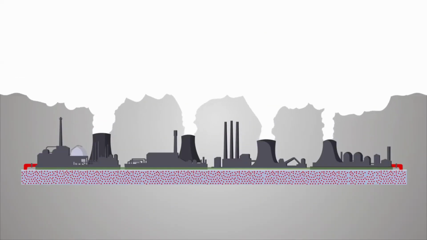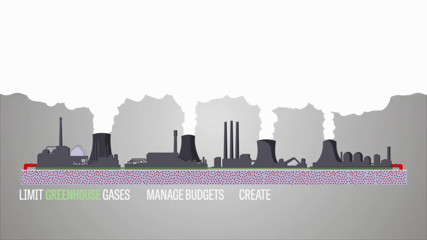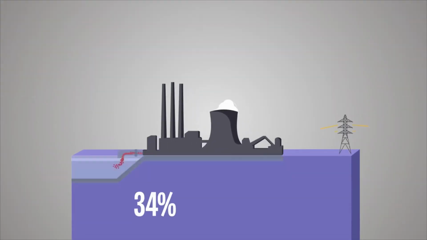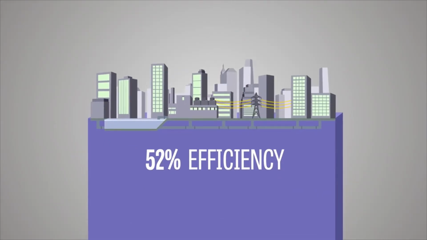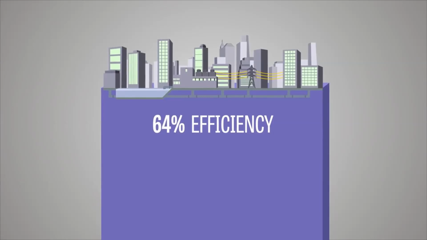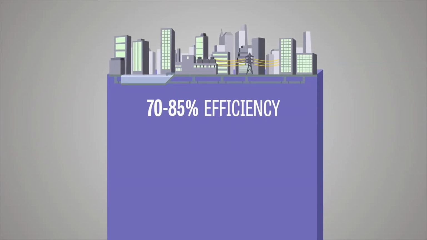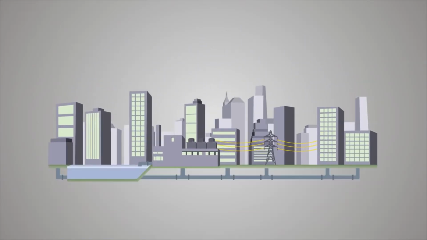It's hard to justify wasting that much thermal energy when we're trying to limit greenhouse gases, manage budgets, and create sustainable energy systems. Instead of using only 34% of the energy, district energy with CHP routinely achieves efficiencies of 70 to 85%. That's why district energy is gaining ground.